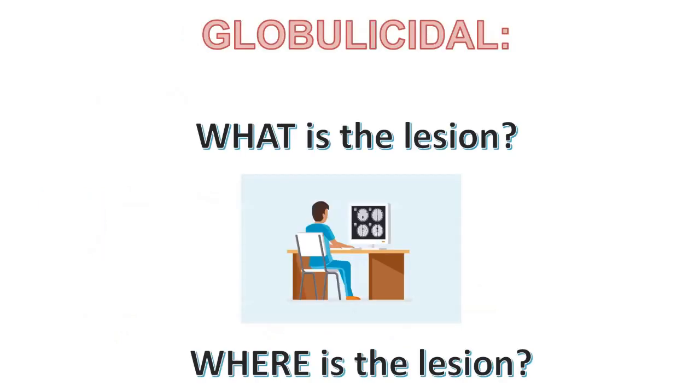At the end of the day, red cell clearance, increased red cell turnover, shortened red cell survival is globulocidal. Red cell hemolysis is an erythrodestruction phenomenon, and it begs the question of what is the lesion, what is the force causing this clearance, and where is it happening?